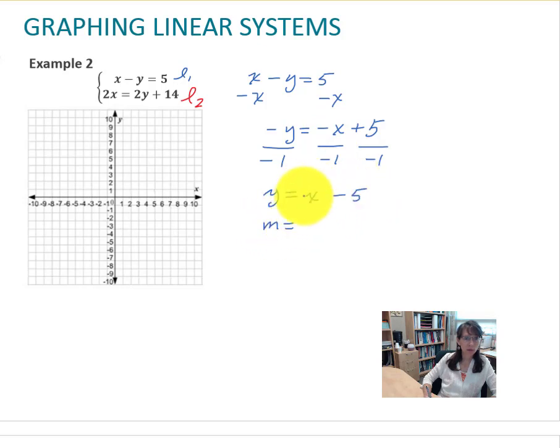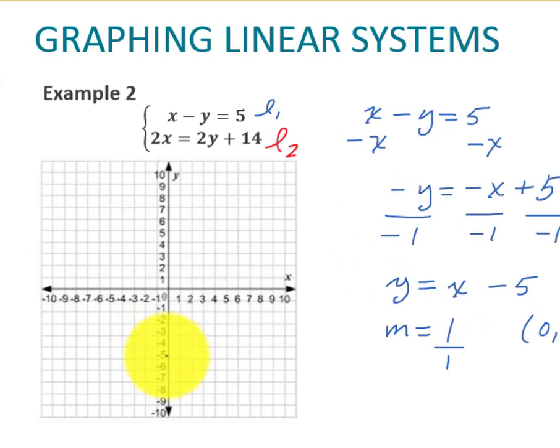So this slope, notice there's nothing written in front of x. That means it's positive 1. So the slope is 1. And our y-intercept is 0, negative 5. So we'll plot 0, negative 5. Rise 1, run 1. We'll draw that line, line 1.